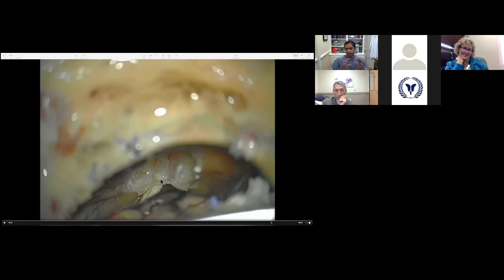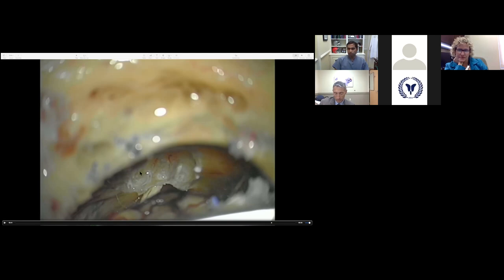Typically here we like to have about a 180 to 270 degree exposure of the canal. That means that we don't just expose the posterior dura itself, we also want to drill a superior and inferior trough, especially when we're dealing with tumors that are filling the internal auditory canal, to make sure that we can clearly identify where the facial nerve and cochlear nerve are.